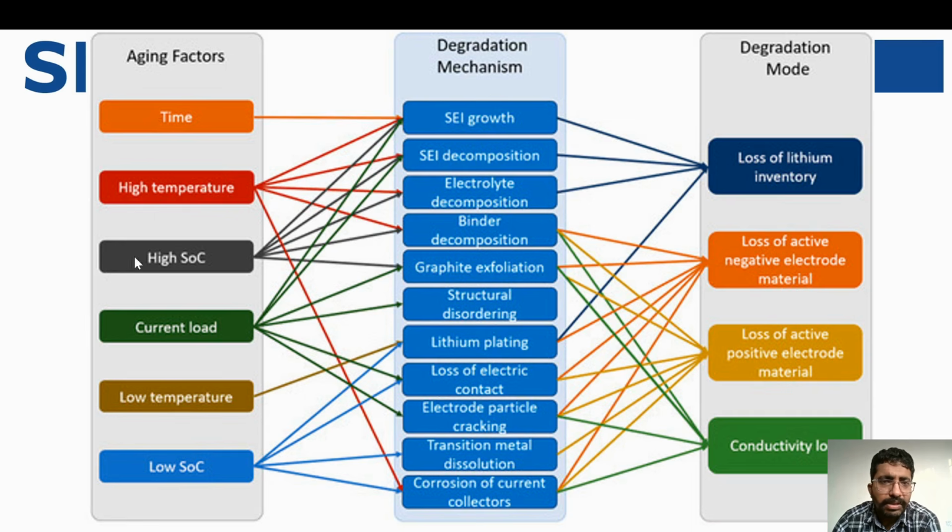So this also resembles similar things like time, aging factors, high temperature, high state of charge, low current, low state of charge, degradation mechanisms like this growth, all these things we have discussed now. Okay, so what will be the ultimate outcome? Conductivity will be lost, loss of active positive electrode material, loss of active negative material, loss of lithium inventory. So these things are taking place.